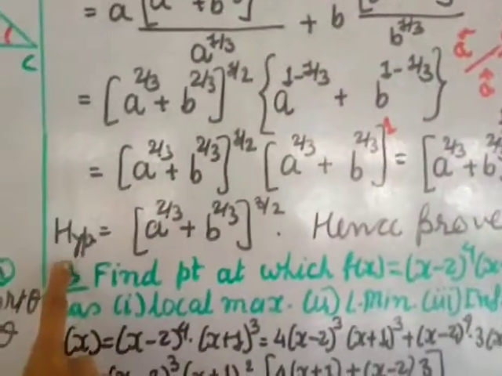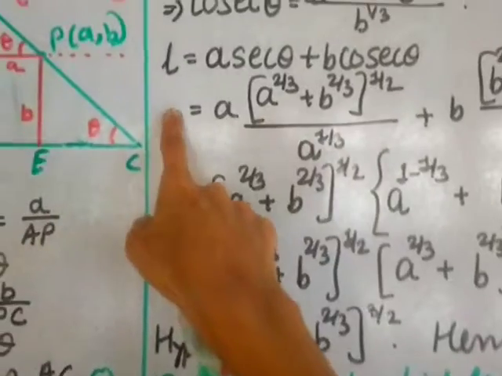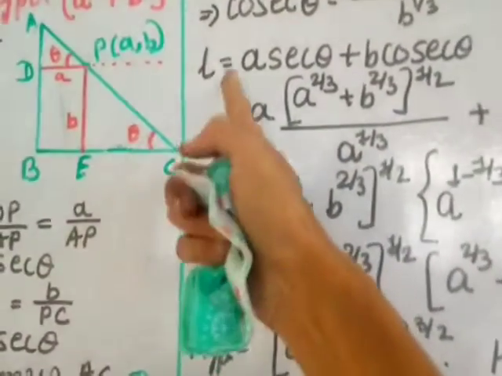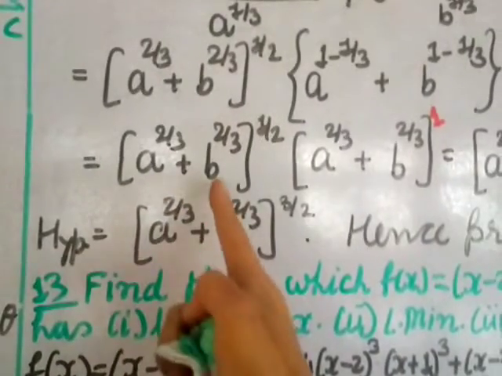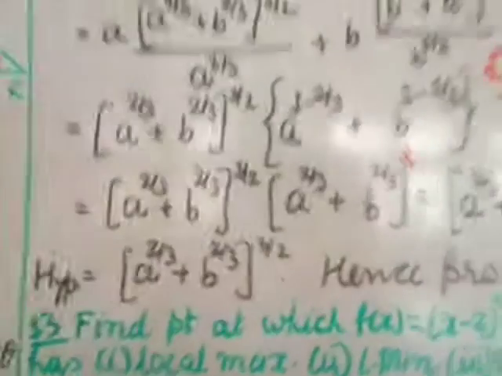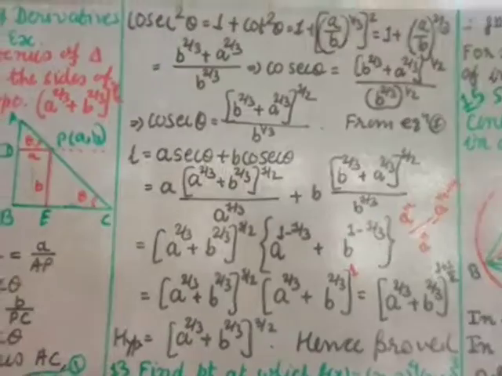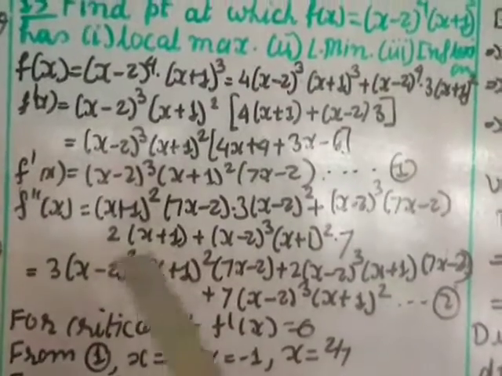So what I get here, I have written hypotenuse. This is the length of the hypotenuse. We started with L, that is hypotenuse. So we have found hypotenuse equal to a power 2 by 3 plus b power 2 by 3, whole power 3 by 2. And this is what you are supposed to prove. Hence proved.